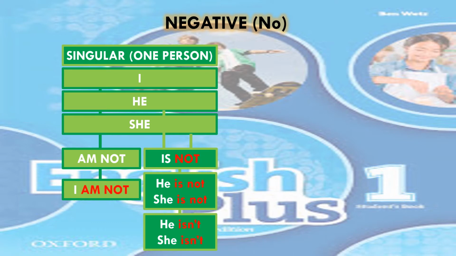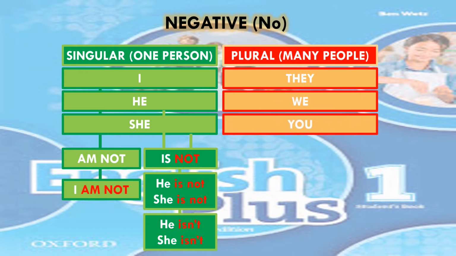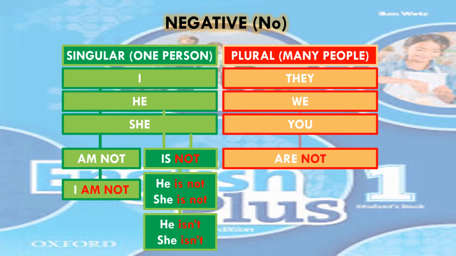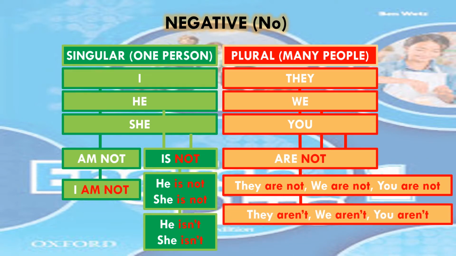For many people, we have plural pronoun, they, we, and then the special you. You can be one person, you, and then can be more than one. Okay, so for these three, they, we, you, instead of are, we use are not. So they are not, we are not, and you are not. That is the long form. For the shorter one, you can just say they aren't, we aren't, or you aren't. Okay, so these are the two types of verb to be, affirmative and negative.